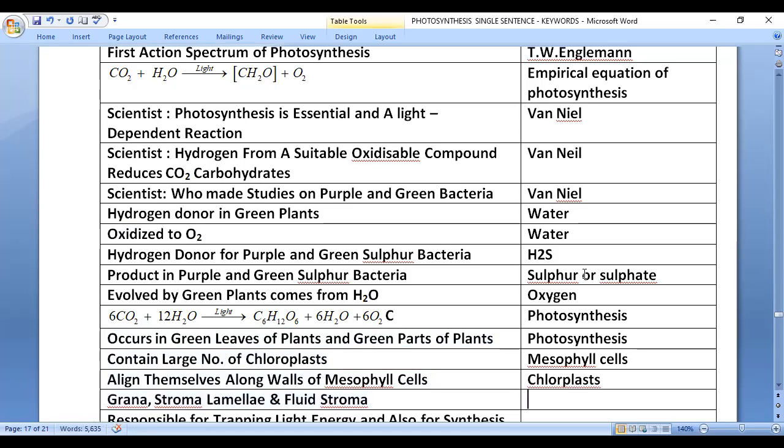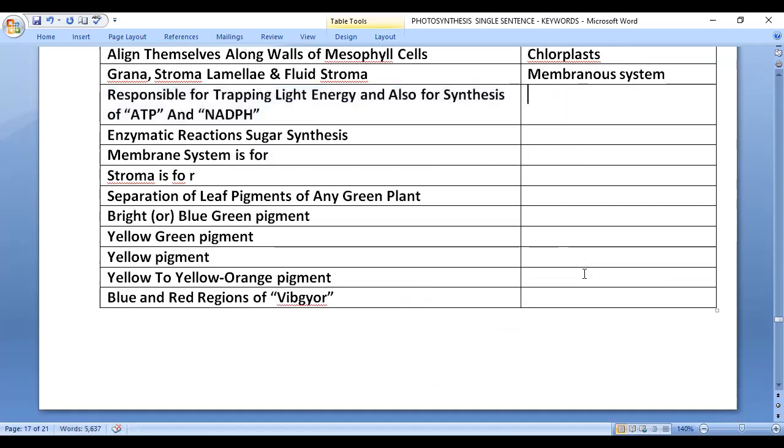Chloroplast: grana, stroma lamellae, fluid stroma, membranous system. The membranous system is responsible for trapping light energy and also for synthesis of ATP and NADPH. Enzymatic reaction, sugar synthesis: stroma. The membrane system is for light reactions. Stroma is for dark reactions.